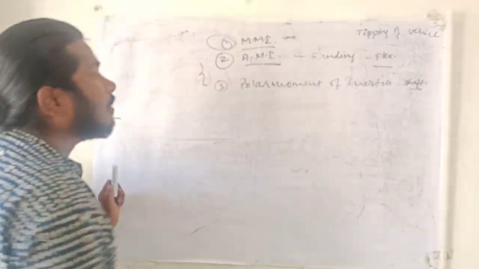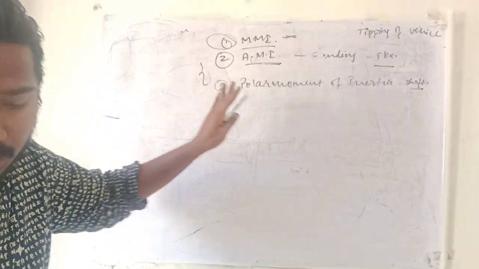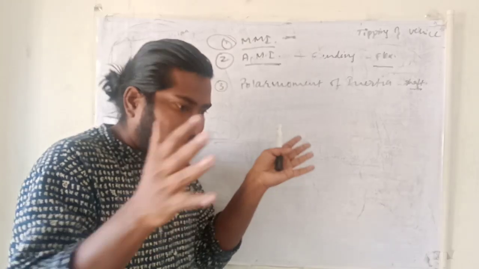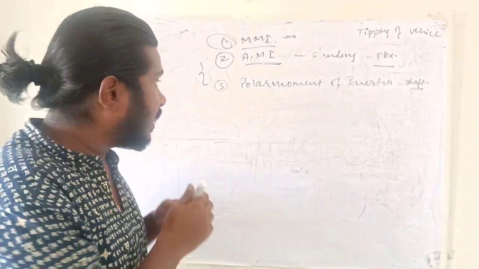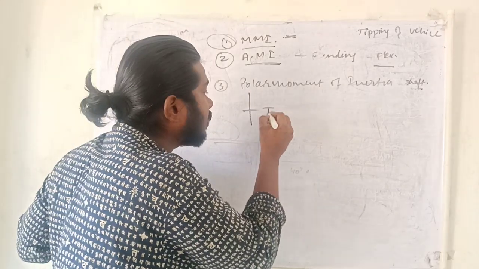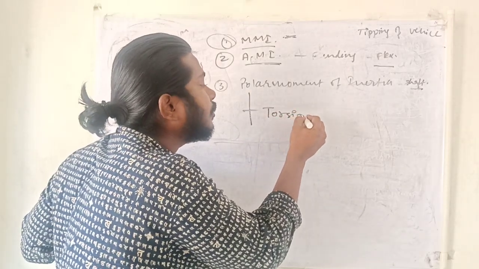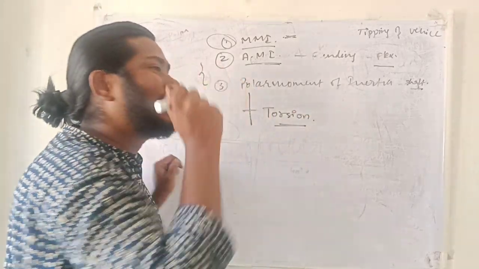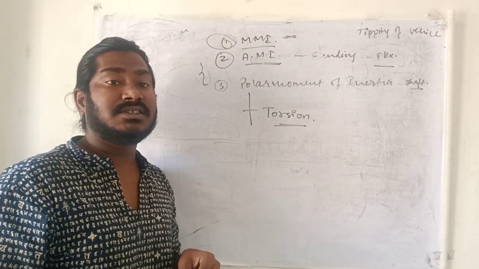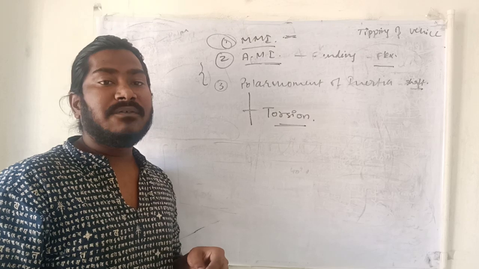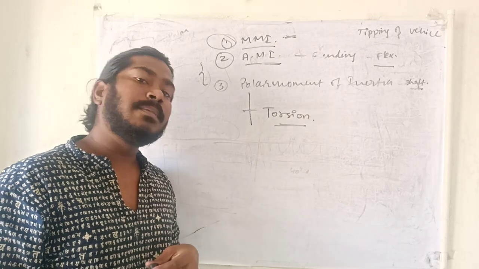So you got this thing. Now, polar moment of inertia is very important. For the complete vehicle, polar moment of inertia has to be calculated, which will counter the torsion in your vehicle. Yes, the torsion in your vehicle. During high speed cornering, there are very high chances of torsion in a vehicle.